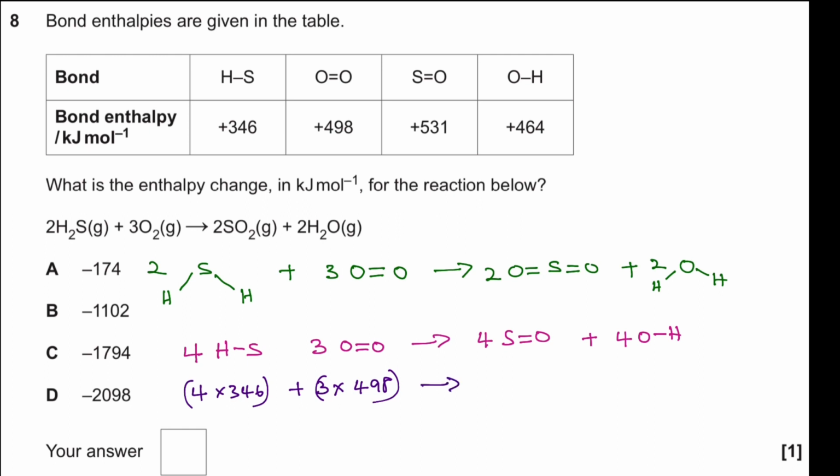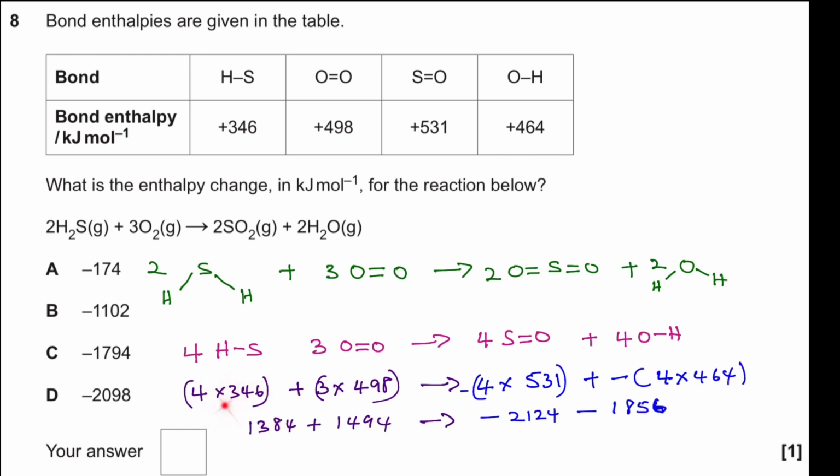And the exothermic bonds will be 4 times S=O. That's 531. That will be negative because we're making it. Plus negative 4 times the O-H bond, 464. And so if you multiply that together, we get this. And if you multiply that together, we get that.